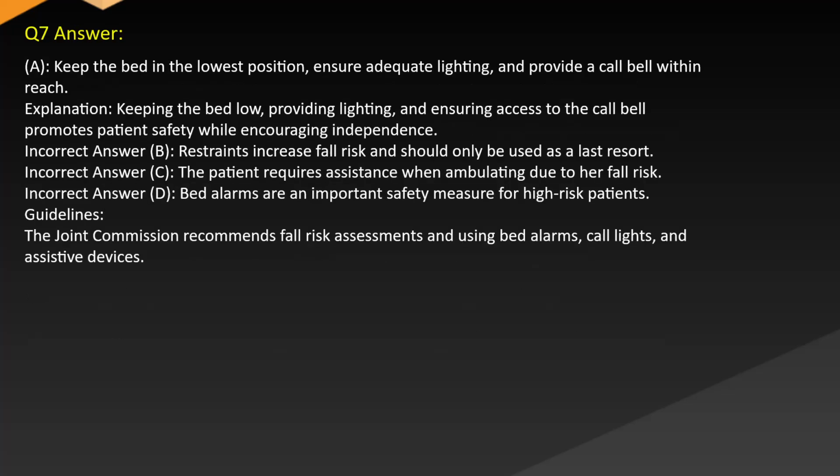Answer A. Keep the bed in the lowest position, ensure adequate lighting, and provide a call bell within reach. Explanation. Keeping the bed low, providing lighting, and ensuring access to the call bell promotes patient safety while encouraging independence. Incorrect answer B. Restraints increase fall risk and should only be used as a last resort. Incorrect answer C. The patient requires assistance when ambulating due to her fall risk. Incorrect D. Bed alarms are an important safety measure for high-risk patients. Guidelines. The Joint Commission recommends fall risk assessments and using bed alarms, call lights, and assistive devices.